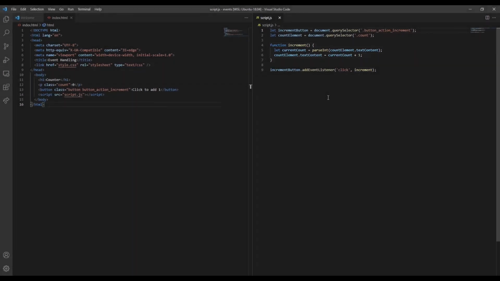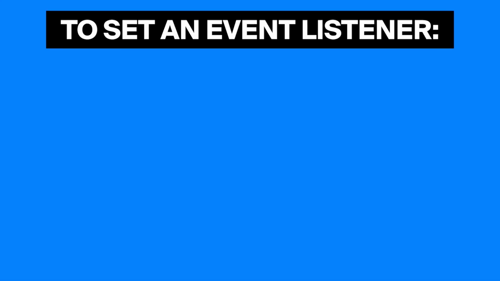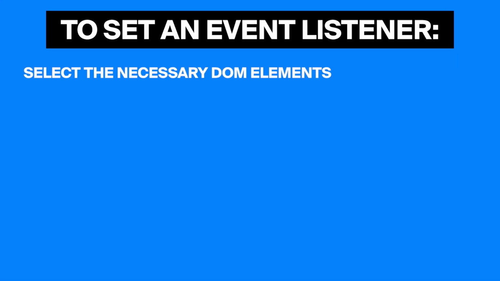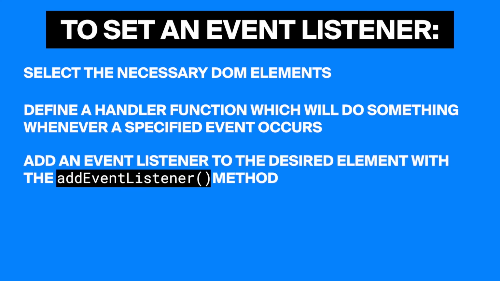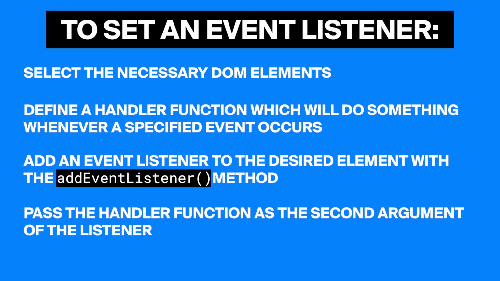Before we leave, let's take a moment to review the steps that we took to set an event listener. Select the necessary DOM elements. Define a handler function, which will do something whenever a specified event occurs. Add an event listener to the desired element with the addEventListener method. And then pass the handler function as the second argument of the listener.